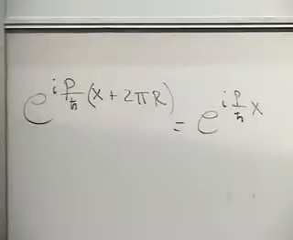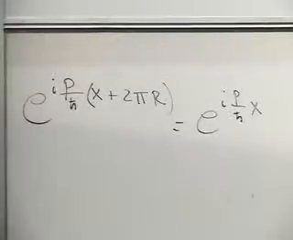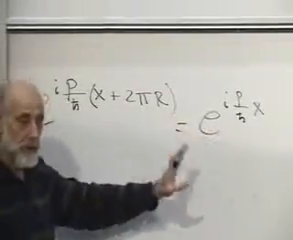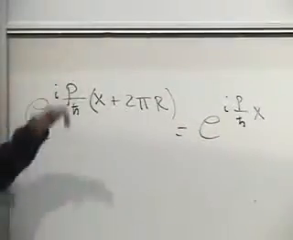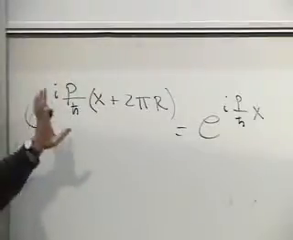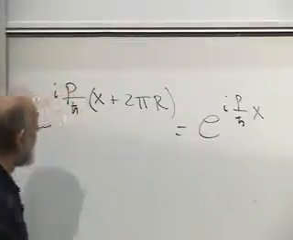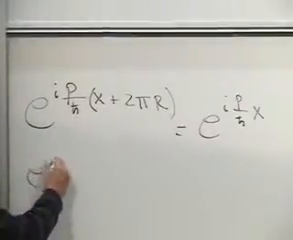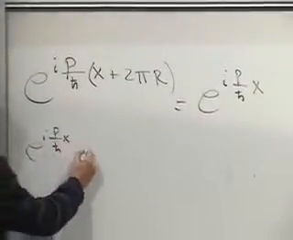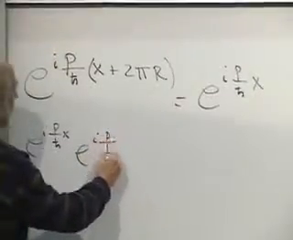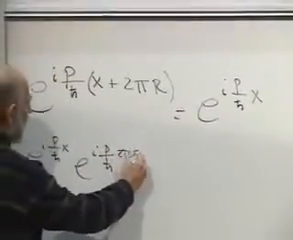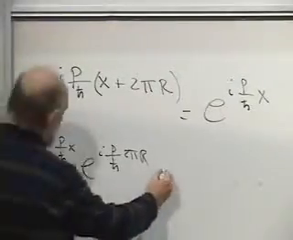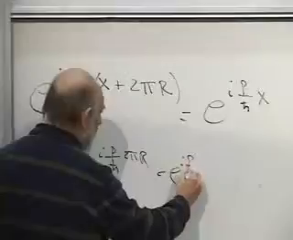In other words, after x makes an excursion of 2 pi r, it must come back to itself. That's the condition of periodicity. It's the condition that the wave function is really on a circle and not on a line. Well, this is equal to e to the i p over h bar x times e to the i p over h bar times 2 pi r, just the property of exponentials, and that has to be equal to e to the i p over h bar x.